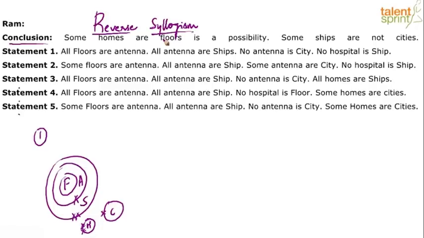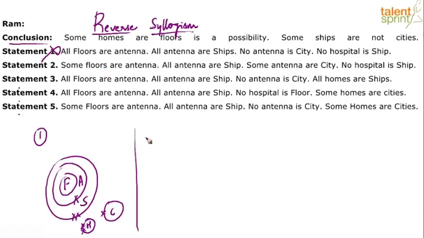Some homes are floors is a possibility. Is it possible? It's not possible here, because homes cannot touch ships. If homes cannot touch ships, how will they touch anything inside ships? Floors and antennas always remain inside ships, so homes cannot touch floors. Saying that some homes are floors is a possibility would be wrong. So the first option fails. We don't even have to look at the second conclusion, since from the first conclusion itself we know option 1 is wrong.